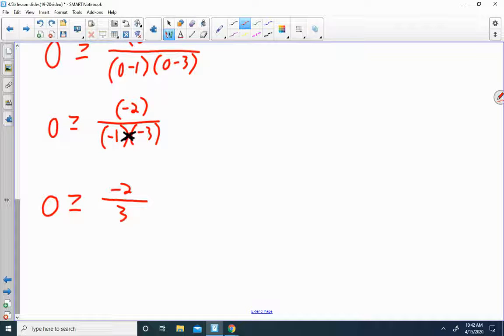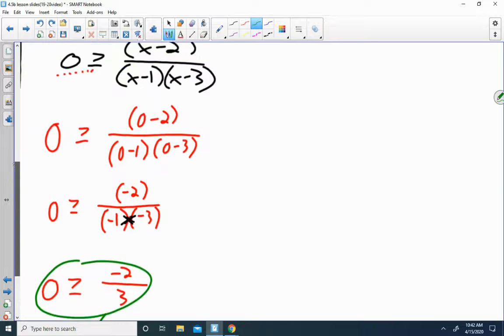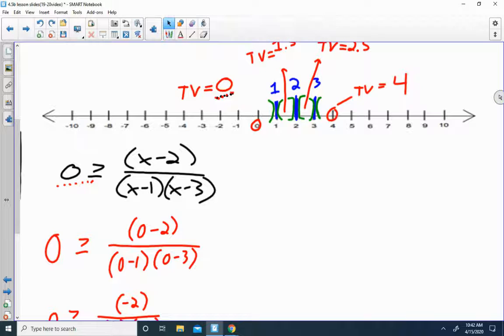And let's double check. Is 0 greater than or equal to negative 2/3? Yes, 0 is bigger than a negative number, so this works. So in other words, we can shade the first interval, and the first interval is going to be part of our answer.